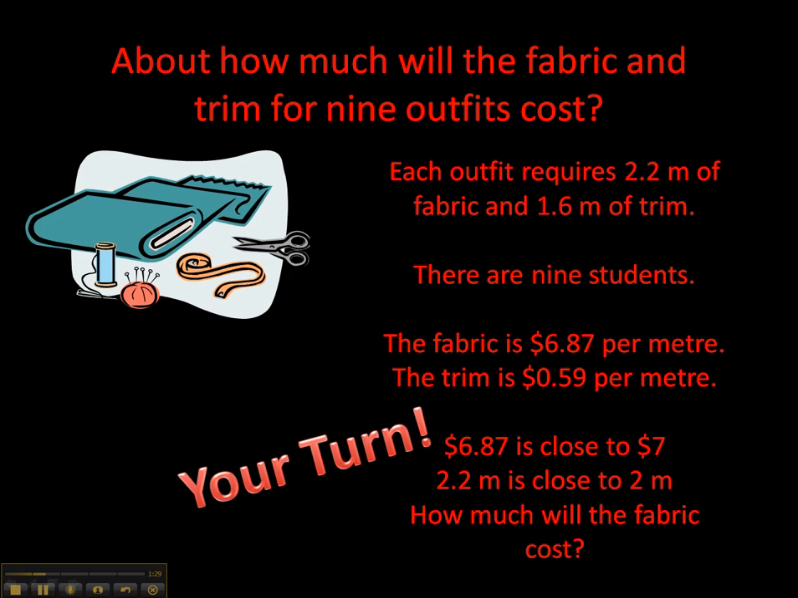And your turn is going to be: $6.87 is close to $7. We're rounding that up. In class today we talked about front-end rounding. Well, this is going to be nearest number rounding, so we're going to round it up to 7, and 2.2 is closest to 2. So how much will the fabric cost in total for 9 students? Pause the presentation and give it a shot.